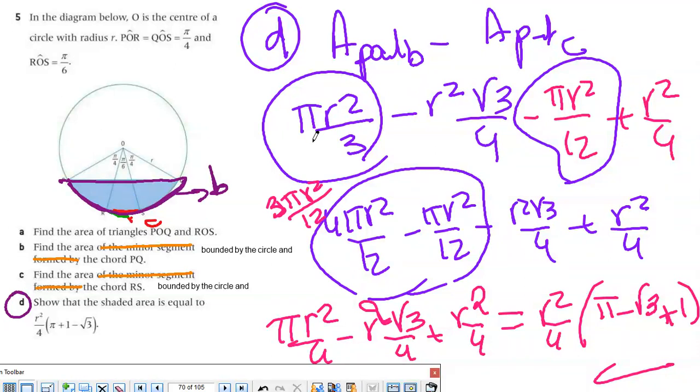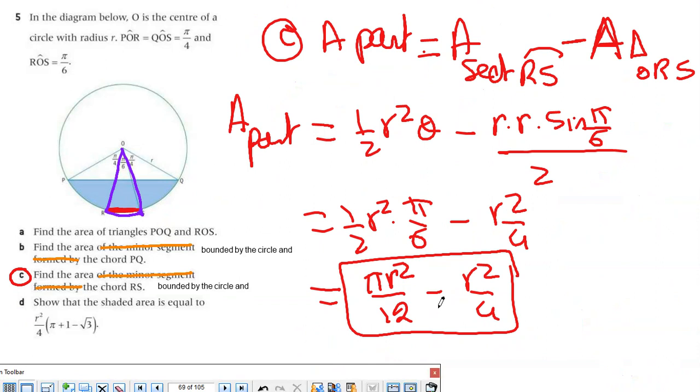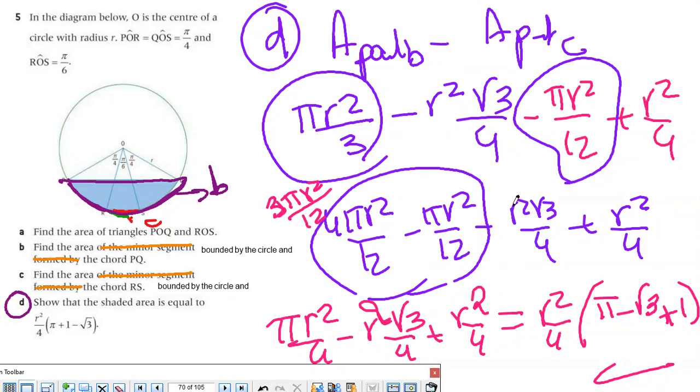So I got the area, I just replaced. Pi r squared over 2 minus r squared radical 3 over 4. Minus, we need to be careful, it's minus this one. So it's minus pi r squared over 12 plus r squared over 4. And then here, I will now add those two together. I have the same denominator: 4 pi r squared over 12 minus pi r squared over 12 gives me 3 pi r squared over 12. When we simplify, divide by 3, I will have pi r squared over 4. And what's still remaining? Minus r squared radical 3 over 4 plus r squared over 4. Now, if you factorize by r squared over 4, you will have pi minus radical 3 plus 1.